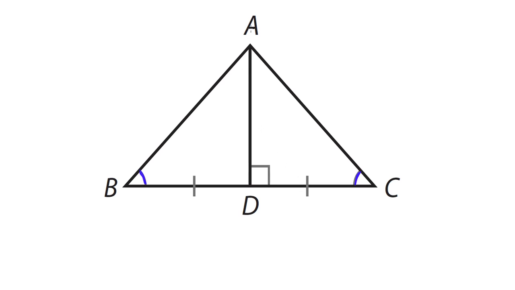So if line segment AD is a perpendicular bisector of line segment BC, not only is this angle a right angle, but this angle is also a right angle. So now I have my angle side angle, because angle B is congruent to angle C, side BD is congruent to side CD, and angle ADB is congruent to angle ADC. So these two triangles are congruent to each other.